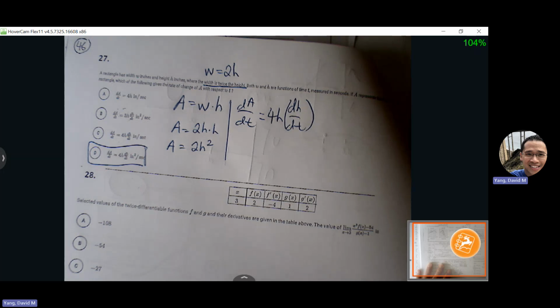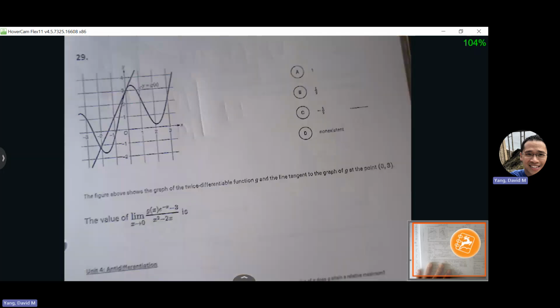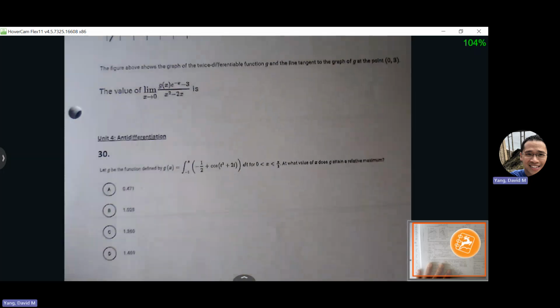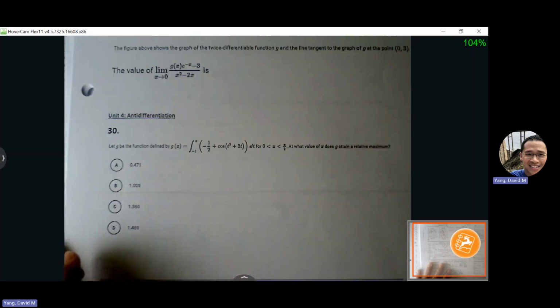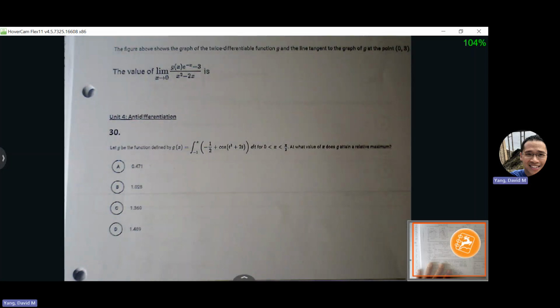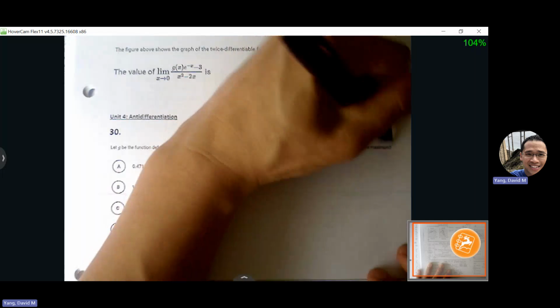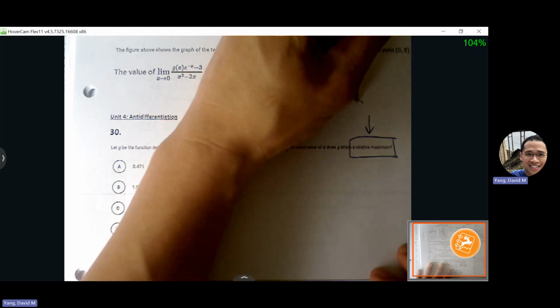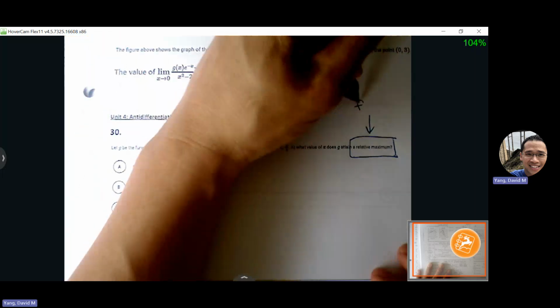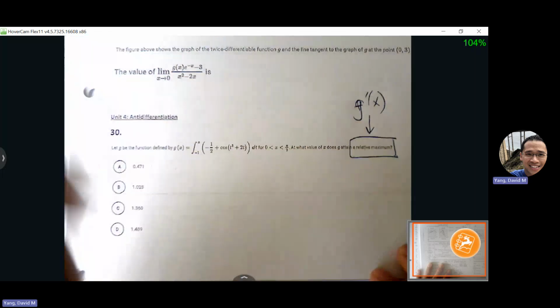Okay, skip to page 47, down to number 30, moving on to anti-differentiation. Let the function defined by g of x be given as an integral. At what value does g attain a relative max? Now, relative max has to come from the derivative, so g prime. So let's build g prime.